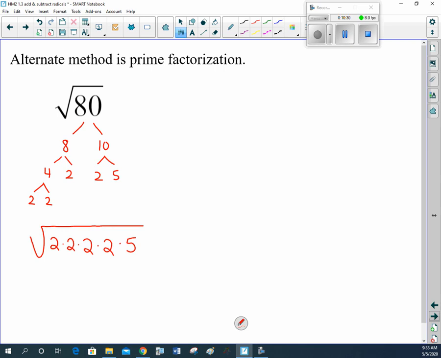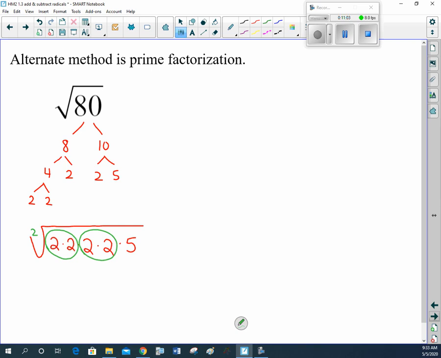I'm going to leave it like this just so that we can see how to reduce it. If you have an index number here of a 2, or a 3 or whatever the index number is, you need to have that many of the same factor pairs. So for example, there's a lot of 2's going on here, but the index number is 2, so I need to have 2 2's. Okay, I do. I have 2 2's here. Do I have 2 5's? No, I don't.